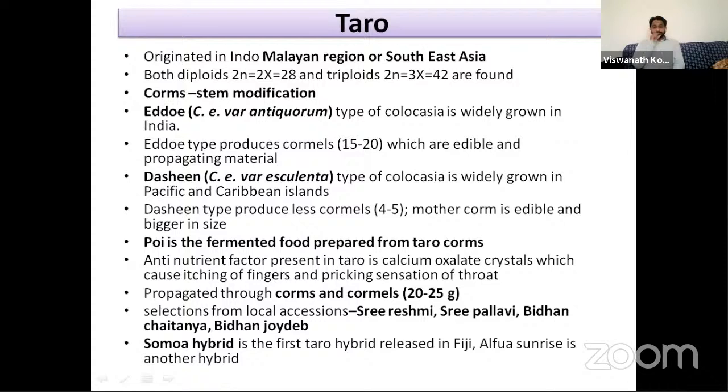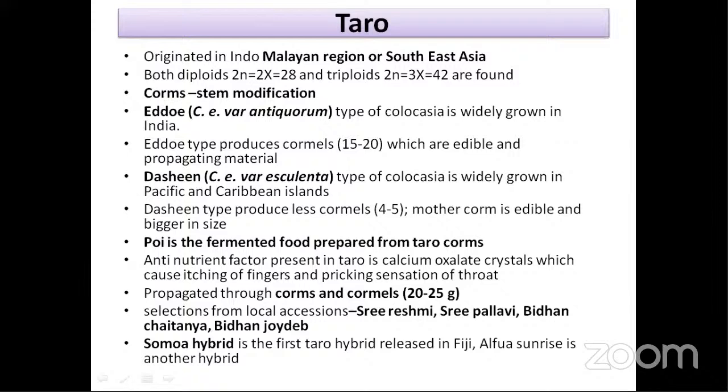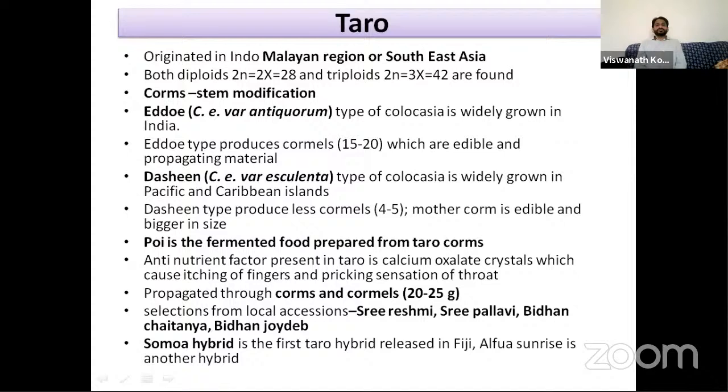So this is also another important question. The itching sensation in the taro is due to the presence of calcium oxalate crystals. And the taro is propagated by both corms and cormels of 20 to 25 grams. This is very important. Actually, the tuber size used for the planting of taro and yams, very important. They are the previous questions. The corm and cormels of 20 to 25 gram is used for planting the taro.